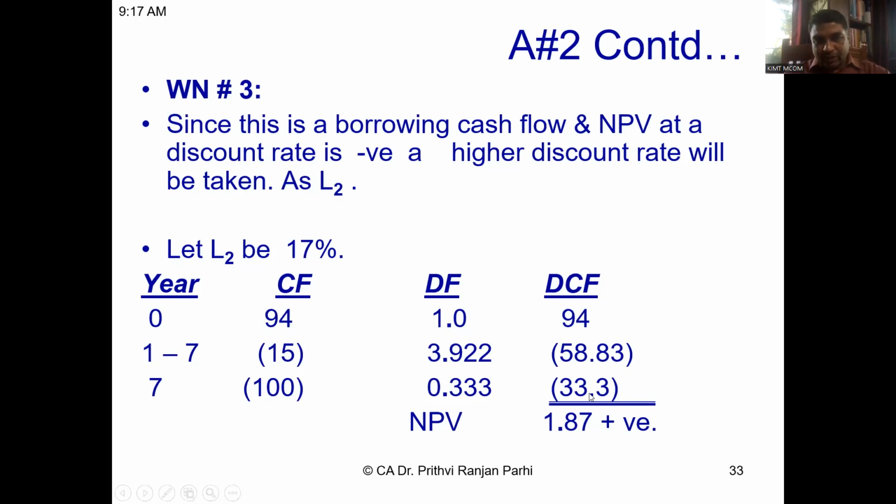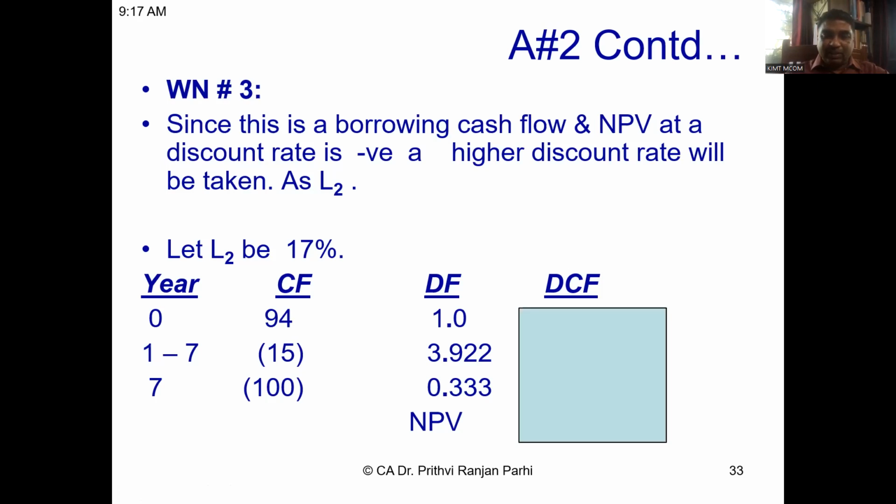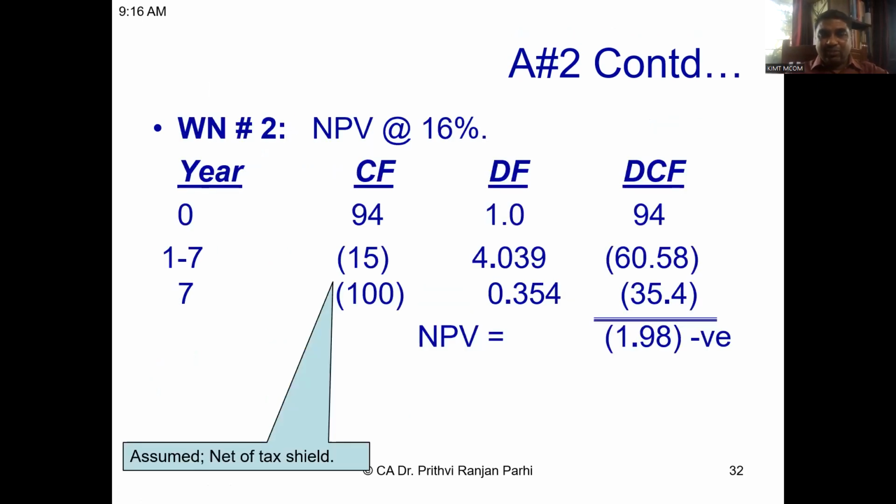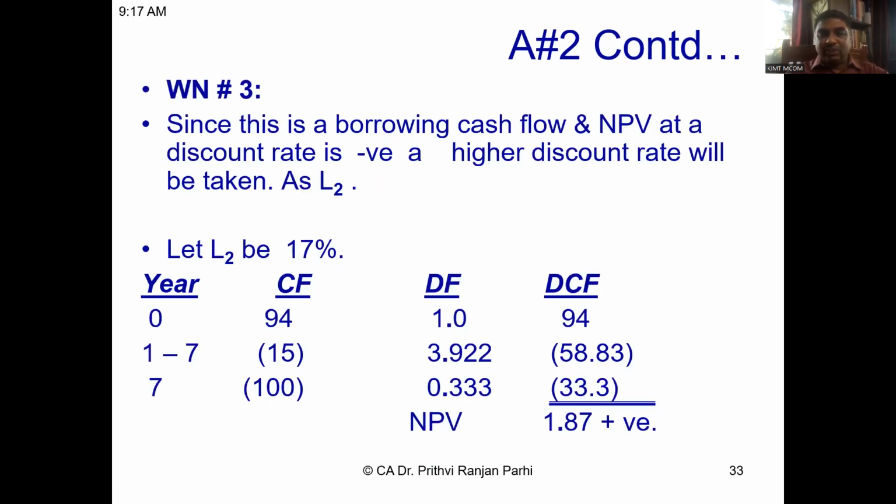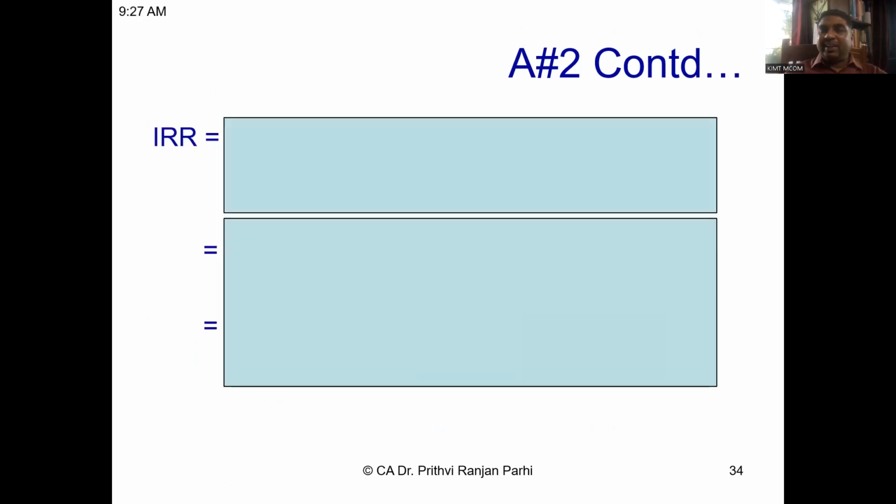And if you aggregate all these discounted cash flows, it is coming 1.87. That means, what we have seen, if you're discounting at 16% in the previous slide, the NPV or net present value is negative 1.98. When I'm discounting at 17%, it is 1.87. So one NPV is available as a negative number, another NPV is available as a positive number. So how to calculate IRR?